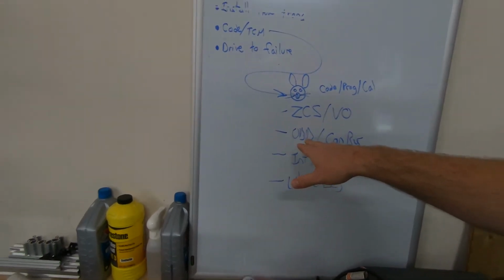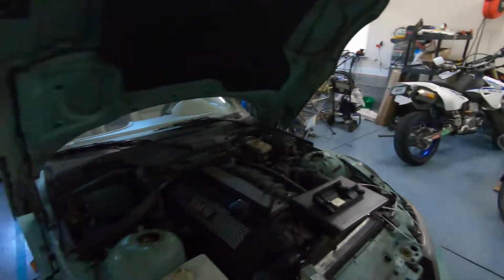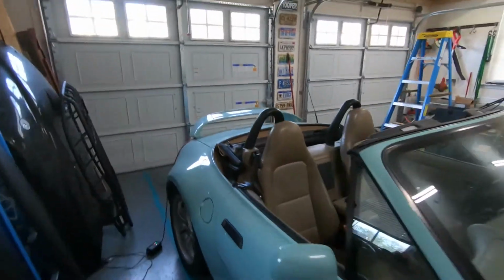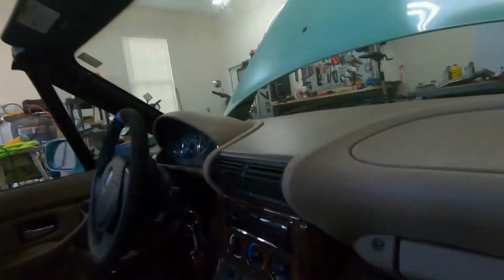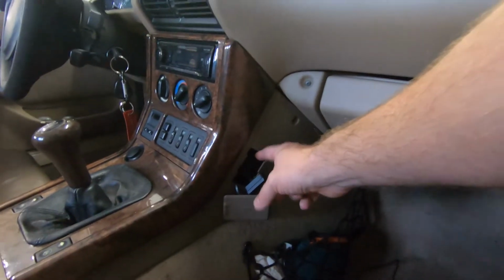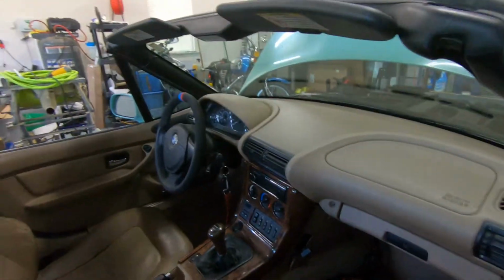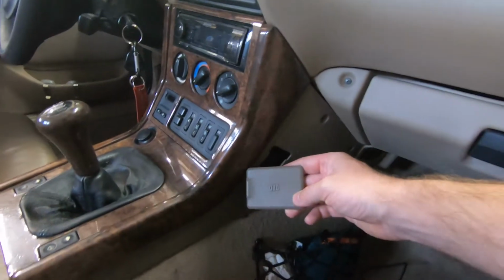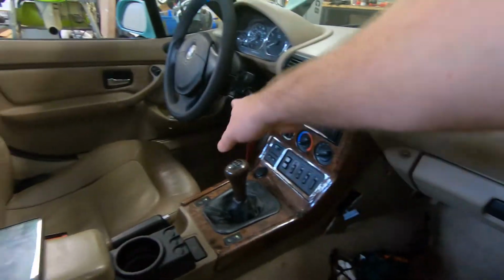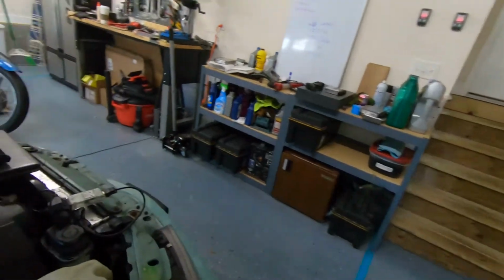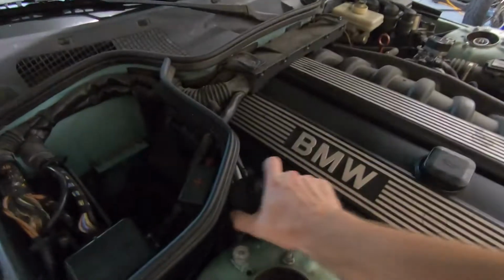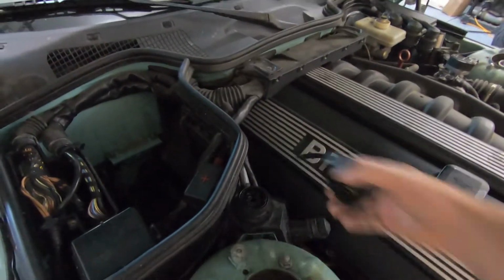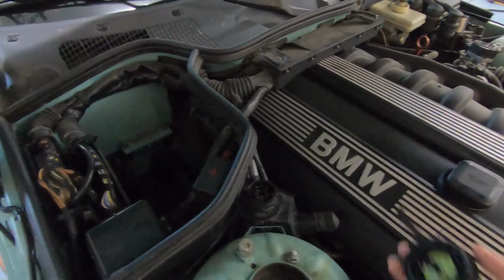On my Z3, it is an OBD2 car. As you can see here, I have my 16-pin OBD2 connector. The little panel will say OBD as well. Some cars you'll find it in the footwell of the driver's side. And then we also have this 20-pin connector underneath the hood.